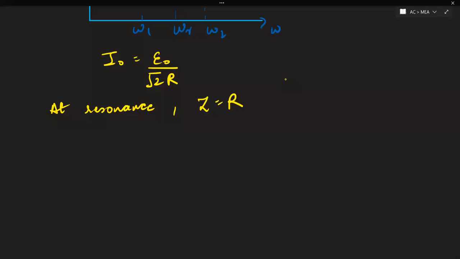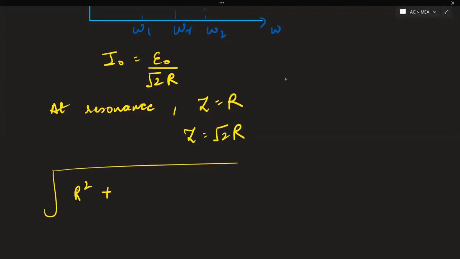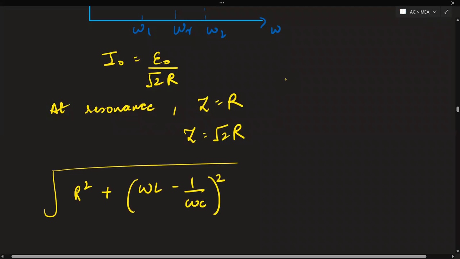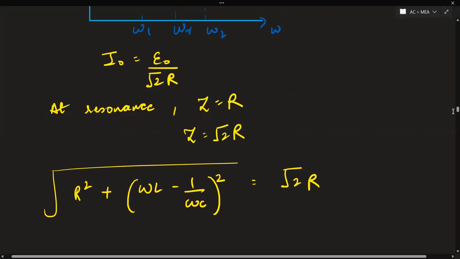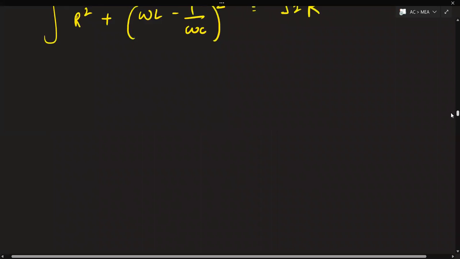So here in this case, Z will be equal to root 2 times R because the resistance has become root 2 times. Now if you put the resistance formula, that is root of R square plus (omega L minus 1 by omega C, that is XL minus XC) whole square, this will be equal to root 2R this time. Agreed? This is Z. This is the value of Z at resonance for this case, for the quality factor for calculating the sharpness.